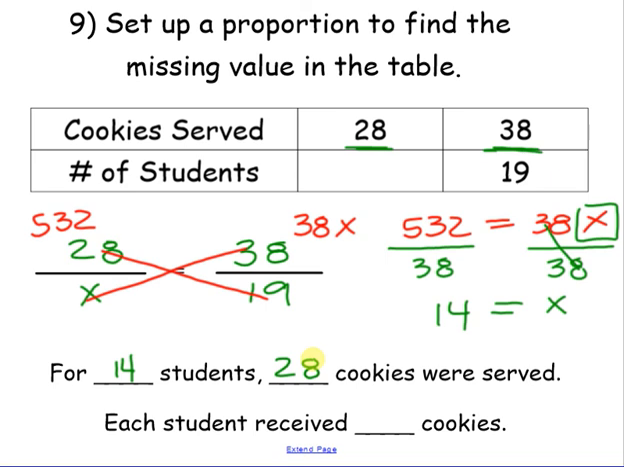Okay, so now let's find the unit rate for that. So I have 14, so we need to go back and see, are we going to use this ratio or are we going to use this ratio? I think I'm going to go back and use the second one here. So I have 38 divided by 19. That means each student received 2 cookies.